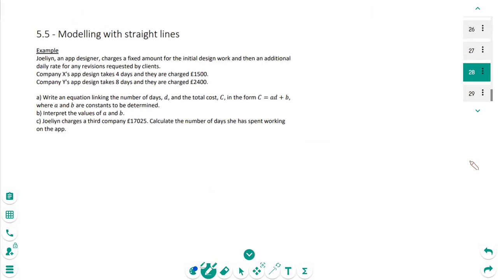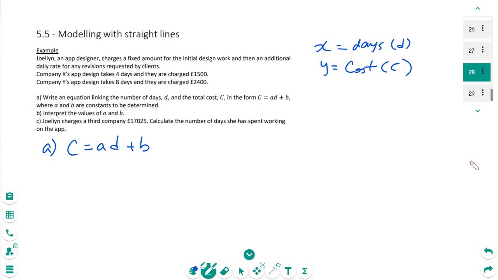Right, so part A, we know C equals AD plus B. Our task is to write down, first of all, what X and Y represent. The X is the days, and Y is the cost, C. So Y equals AD plus B, where A is your gradient and B is your y-intercept.